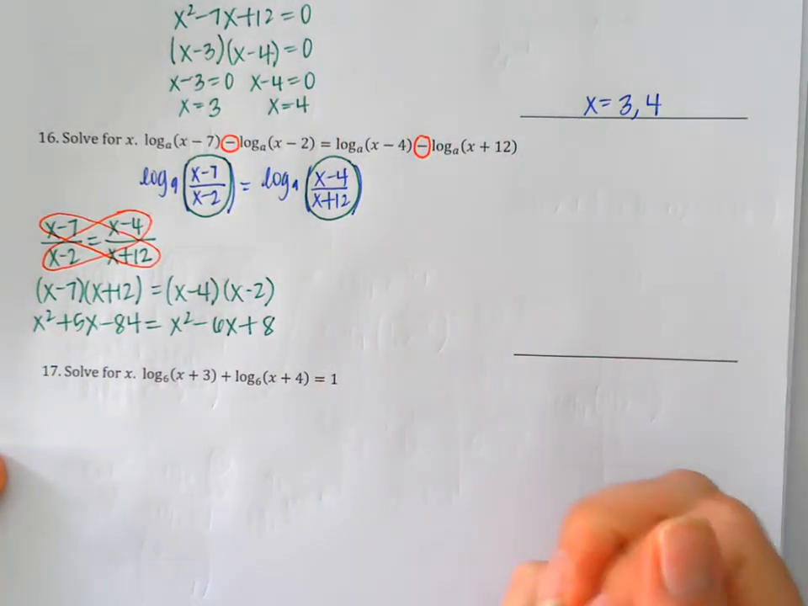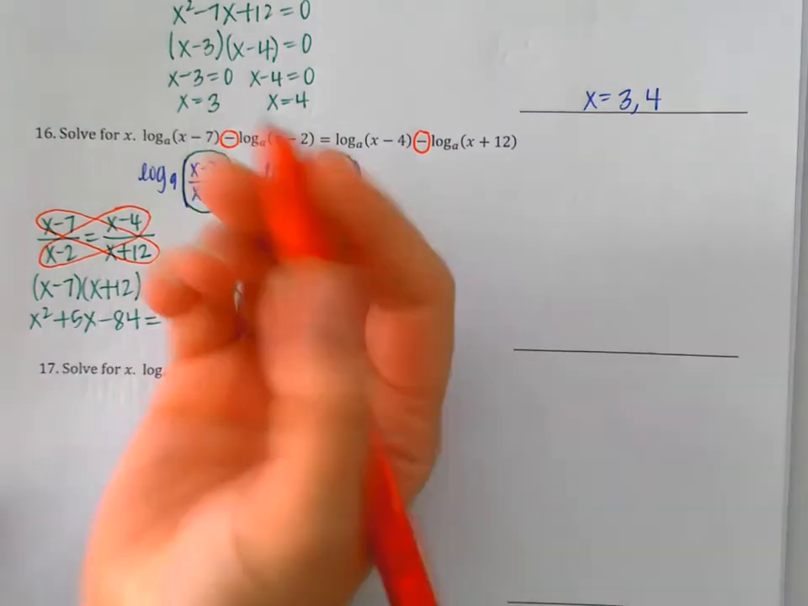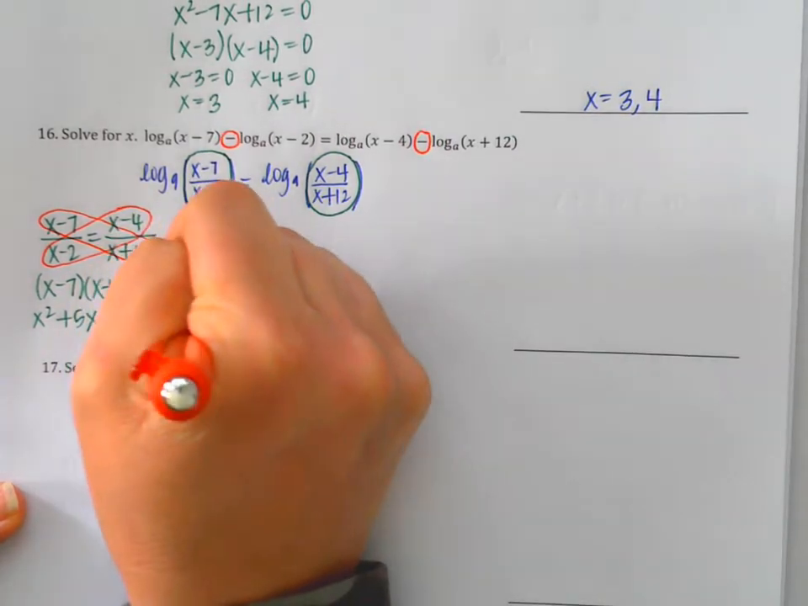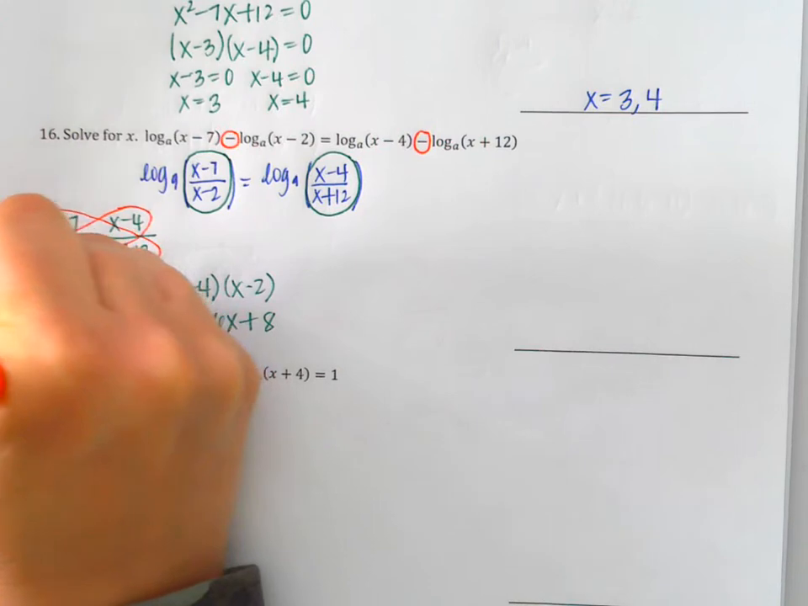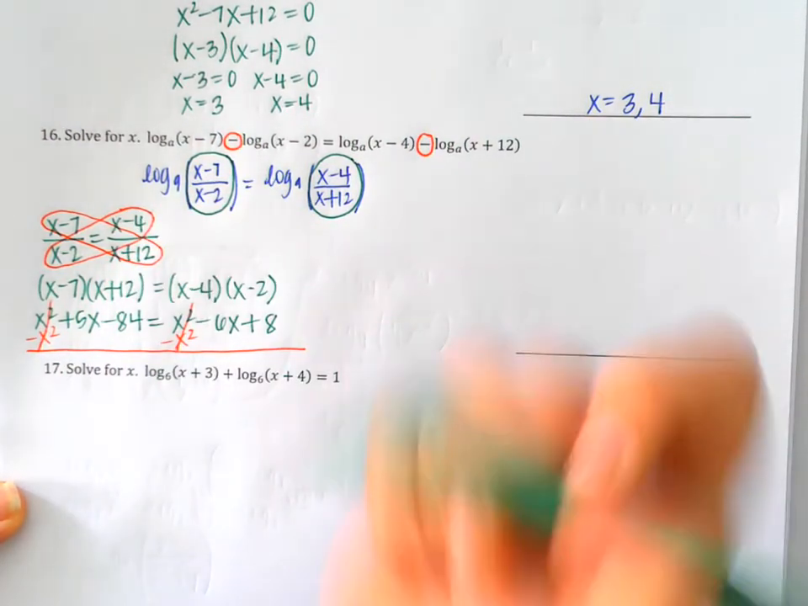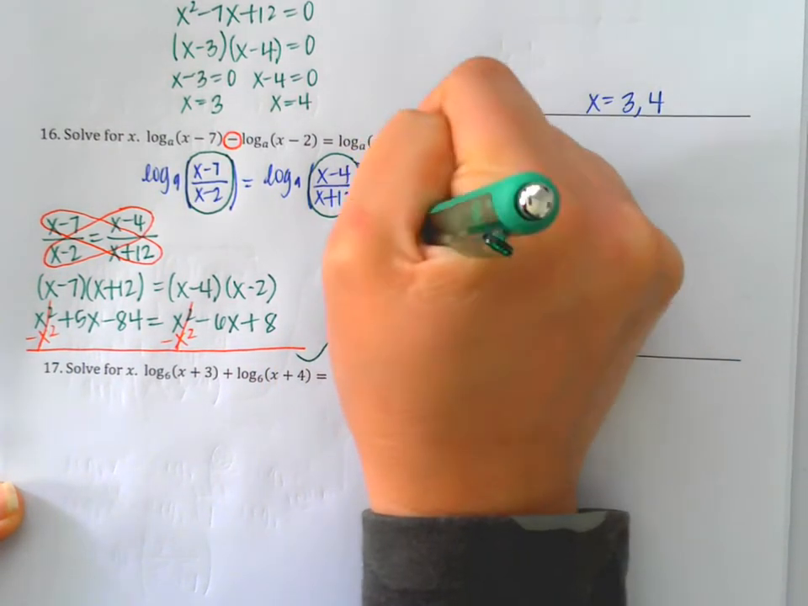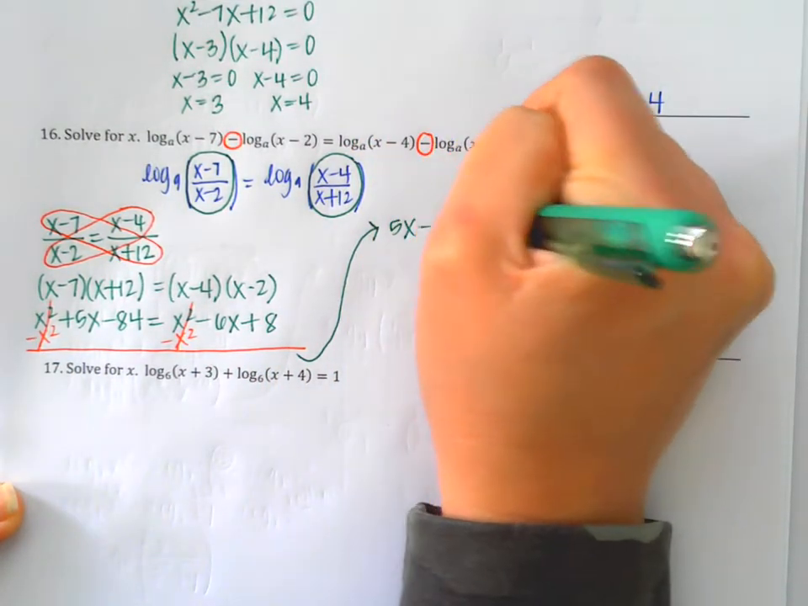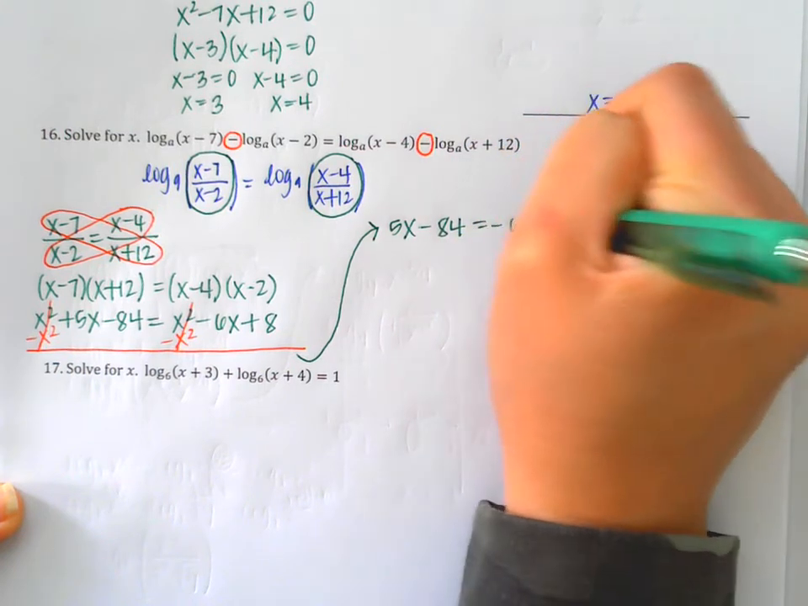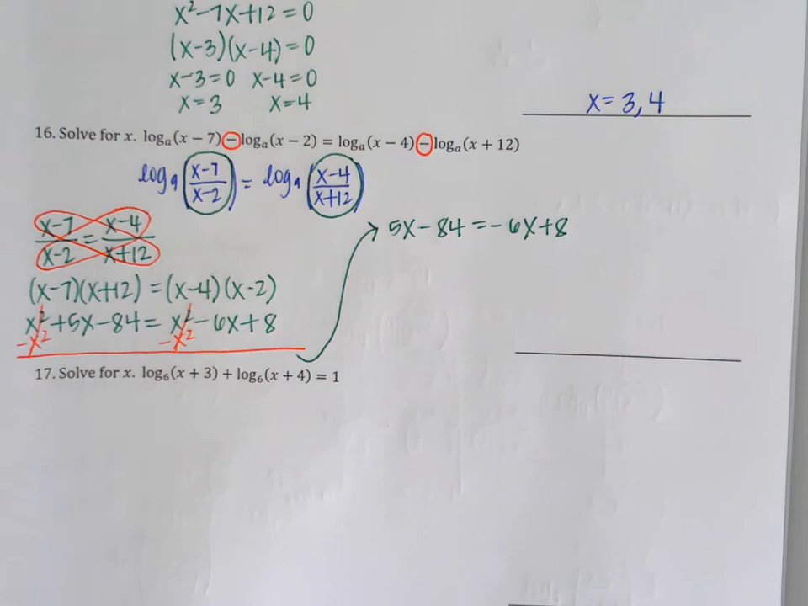So then it's a quadratic, so that means I want to move everything to one side, but hopefully you guys are recognizing what's going to happen. If I move the x squareds over, they both cancel. And so what I'm left with is 5x minus 84 equals negative 6x plus 8. And now it's just a linear problem that I can solve pretty straightforward.